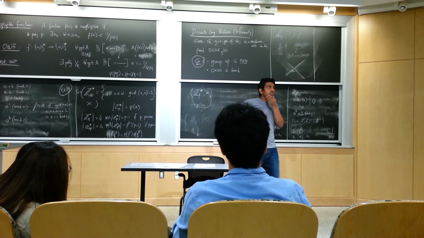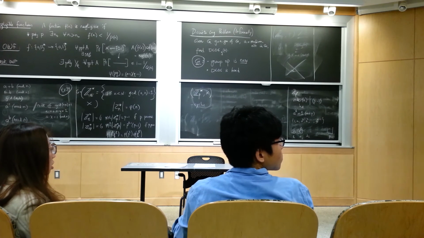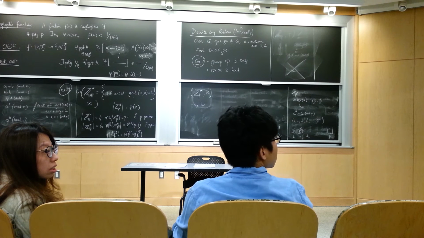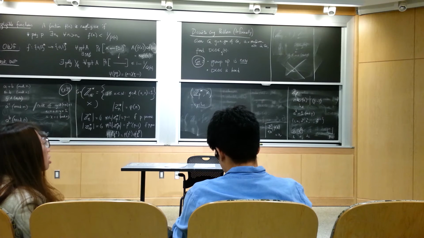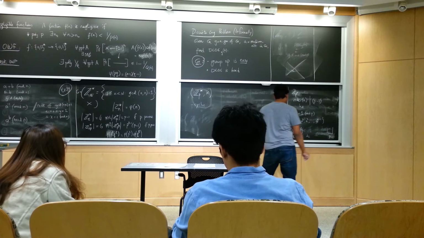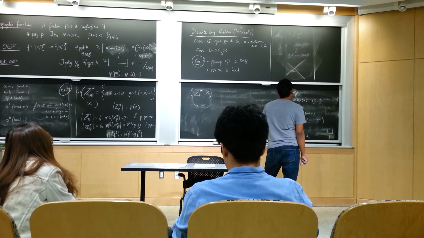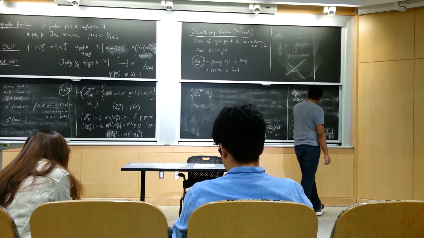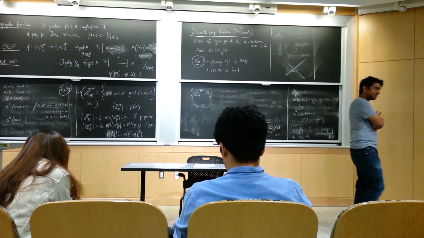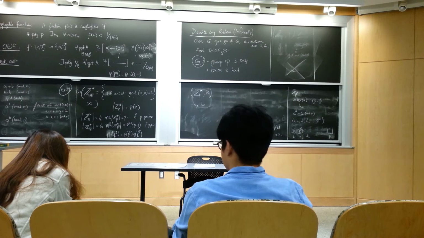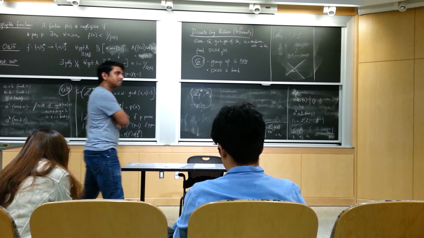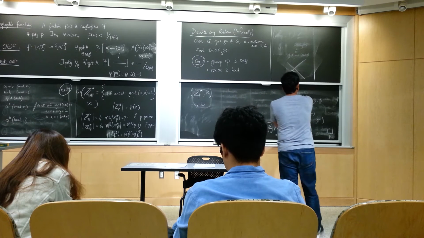Yes? You said that the sum is n, but before you said that we could have more than that in each bucket. Good question, good point. How do I prove that there aren't more? If you consider x to the d minus 1 as a polynomial, it can only have d roots. And these are the d roots.